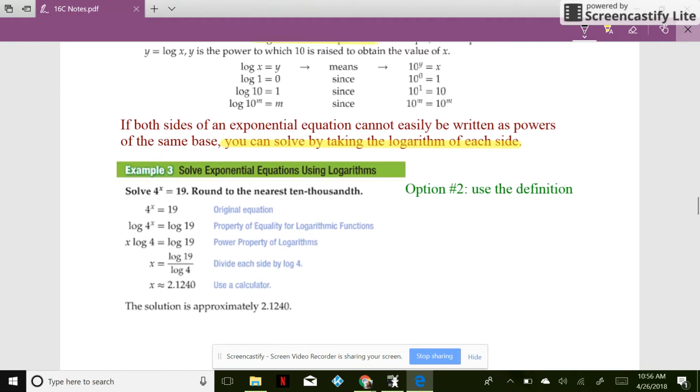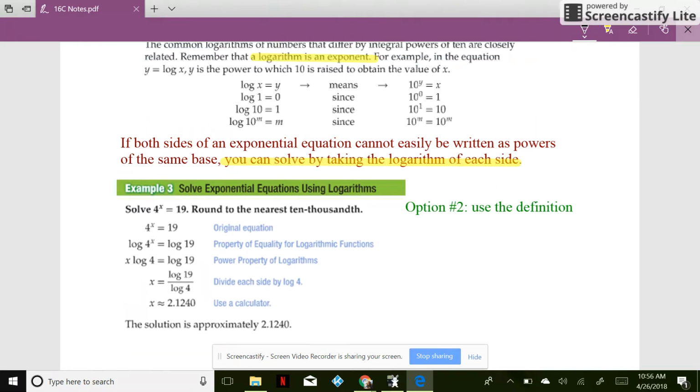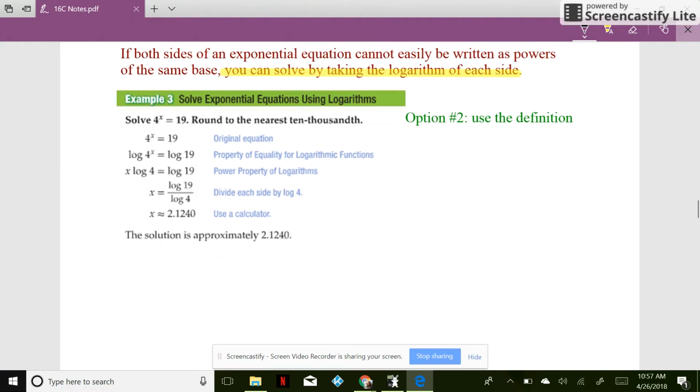Now, sometimes if our variable is in the exponent, to undo that, we're going to have to take the logarithm of both sides. So for example, here, 4 to the x is equal to 19. So to undo that, we're going to take log of both sides. So log 4 to the x is equal to log of 19. Now we can use that rule, 4 to the x power, we can bring that x to the outside. So we get x log 4 is equal to log 19. Divide by log 4, use your calculator, you can find out what that is.